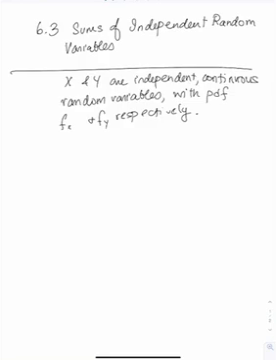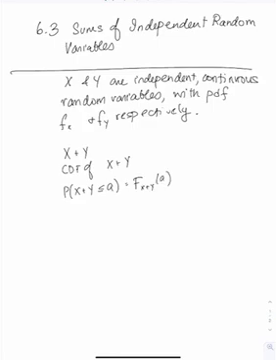So first let's look at the distribution of X plus Y, the CDF of X plus Y. That is the probability X plus Y is less than or equal to A. We write it shorthand as F sub X plus Y evaluated at A. So what is this?